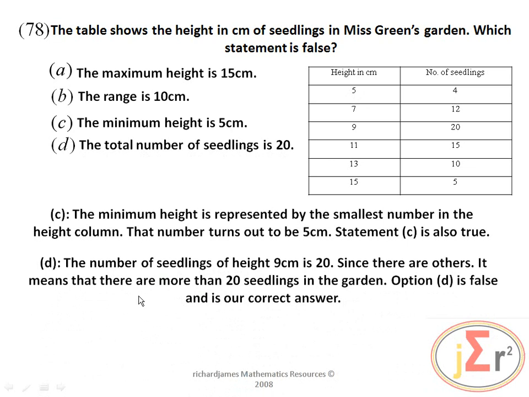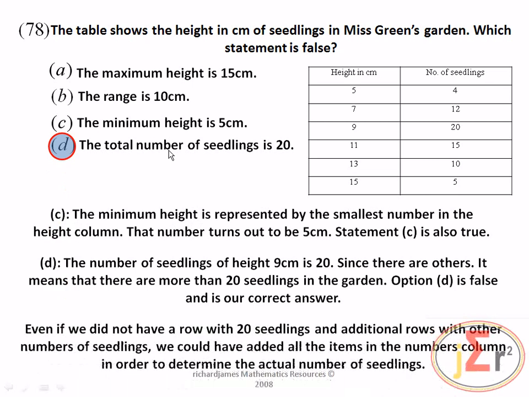But we know that the total number of seedlings cannot be equal to 20, because right here we have 20 seedlings, and here we have another 12 and another 4. Here we have 15, 10, and 5. So we are sure that the total number of seedlings cannot be equal to 20. So we are sure that that statement is false. But the problem is saying that we should find a statement that is false. So that is statement D.